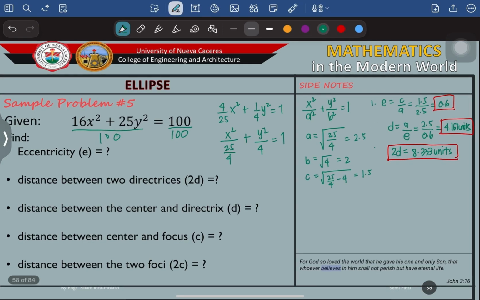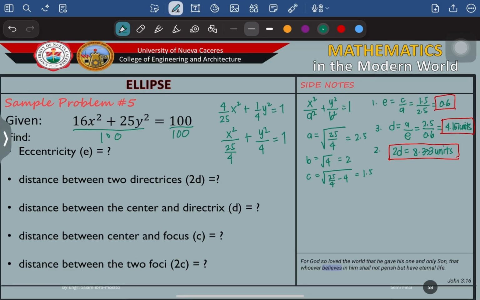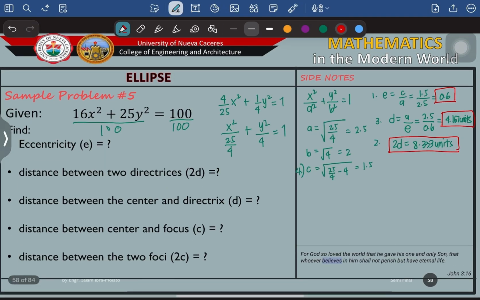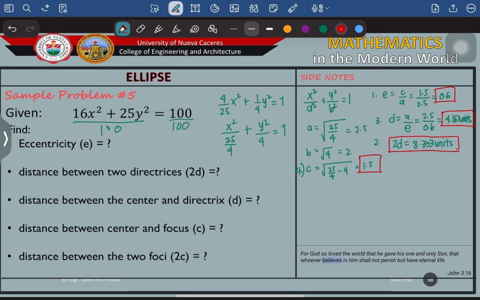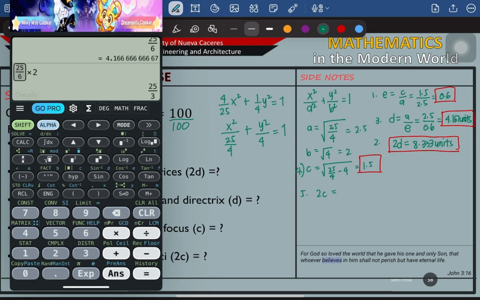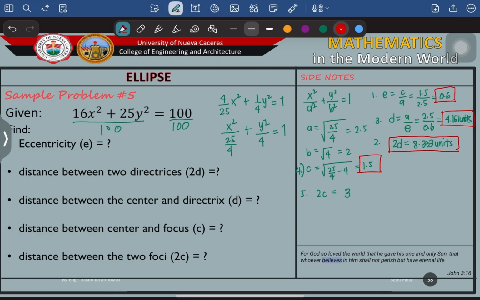So number 2, number 3. Then for the next variable, distance between the two foci. We already know the distance from the center, so we already solved it: C is equal to 1.5. Then for the distance between the two foci, just multiply the C by 2. So 2C is equal to 2 times 1.5, which is 3. So this is the answer.